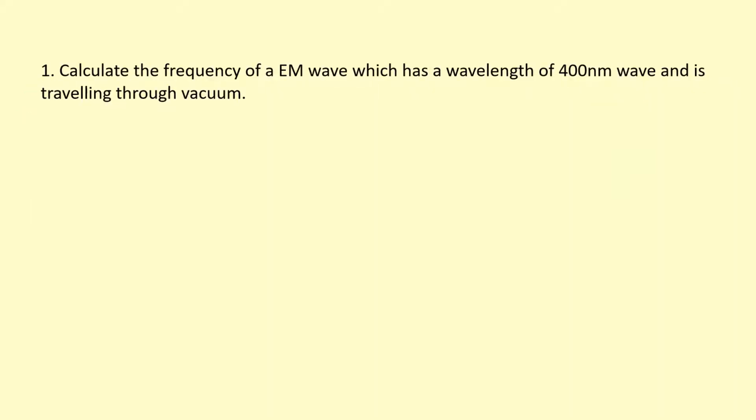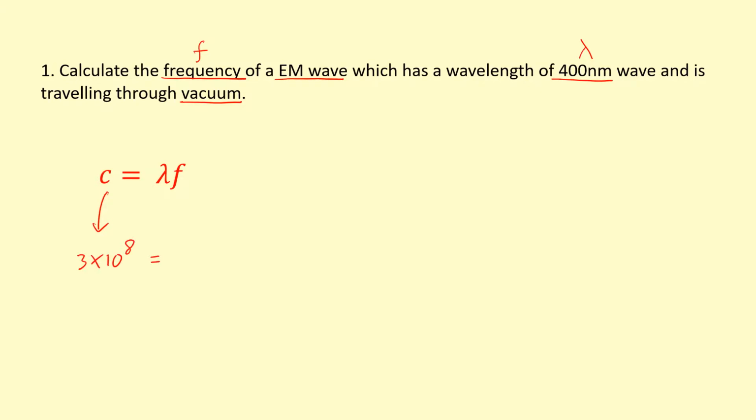Okay, calculate the frequency, which is given the letter f, of an EM wave, which has a wavelength of 400 nanometers, so that's the Greek symbol lambda there, and is traveling through vacuum. So firstly, the equation for speed of light, or speed of waves, is v equals lambda f, and for light in particular, or EM waves, we just use c to represent the speed of light, especially in vacuum. So in vacuum, the speed of light is 3 × 10⁸ meters per second, and you need to know that.